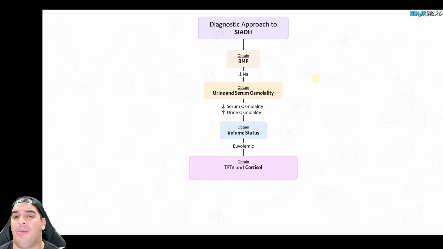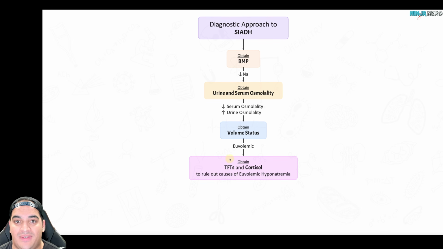With euvolemic hyponatremia, you cannot determine that it's SIADH until you have excluded other causes. It is an exclusionary diagnosis. There's 2 other diseases that you have to rule out first. I have to rule out hypothyroidism and early adrenal insufficiency.